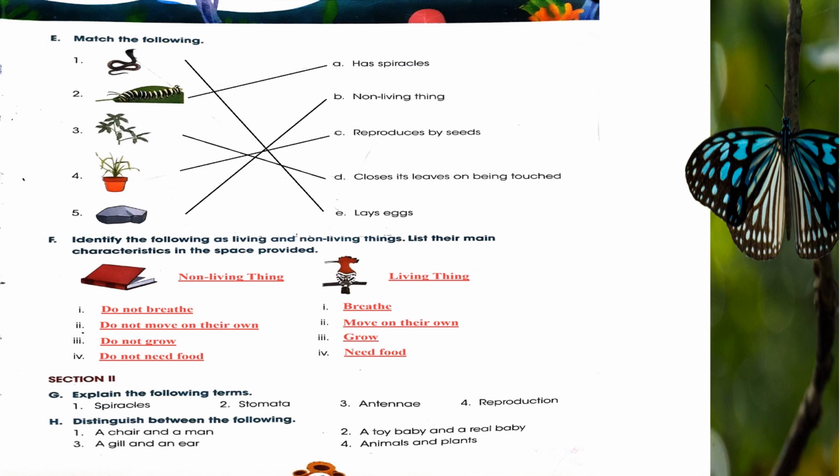Next, identify the following as living and non-living things. List their main characteristics in the space provided. A book is a non-living thing. Books do not breathe. Books do not move on their own. Books do not grow. Books do not need food. The next image is of a living thing. It can breathe, it can move on its own, and it can grow as well as need food.